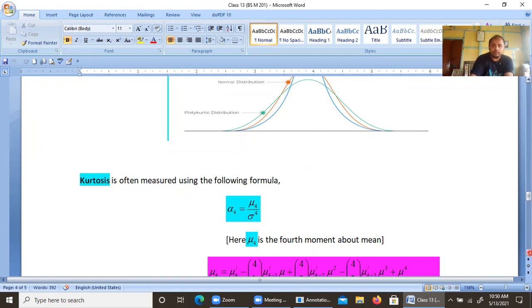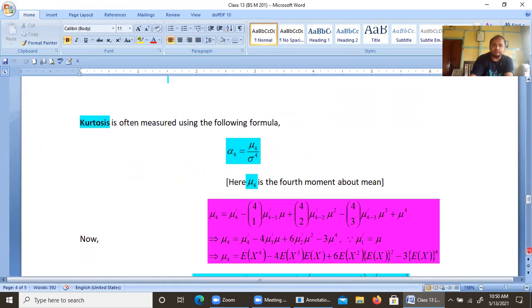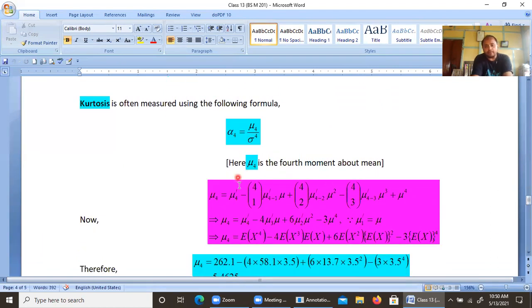Now again we have to consider the theorem where this fourth moment about mean has been expressed with the help of the different moments about origin. Here it is the fourth moment about origin, here the third moment about origin, the second moment about origin, and the first moment about origin. You already know that mu equals mu1 prime.